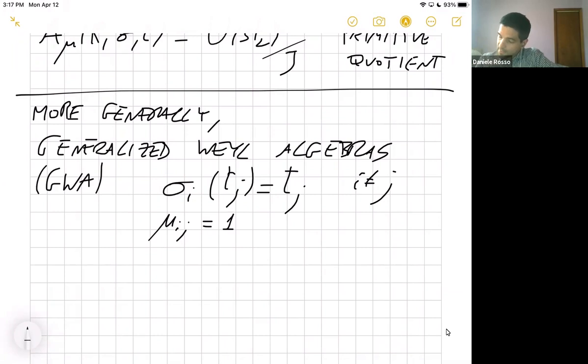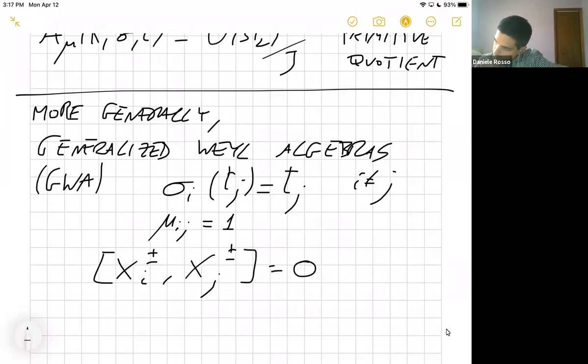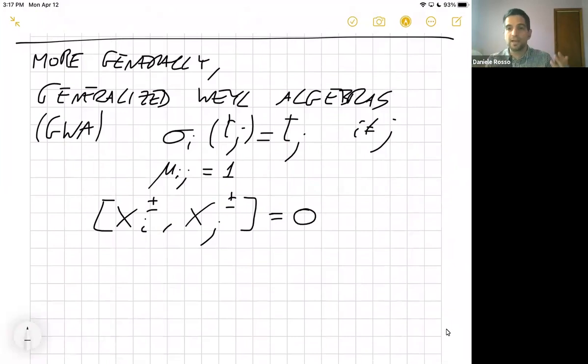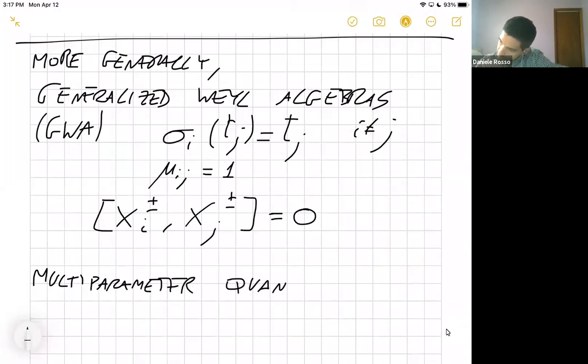In those cases, as we've seen in the first example, x_i plus and minus will commute with x_j plus and minus. So there's already a pretty large family of these GWAs. Twisted generalized Weyl algebras make it even slightly more general. There are some examples of things that are TGWAs but not GWAs. For example, there are the multi-parameter quantized Weyl algebras.